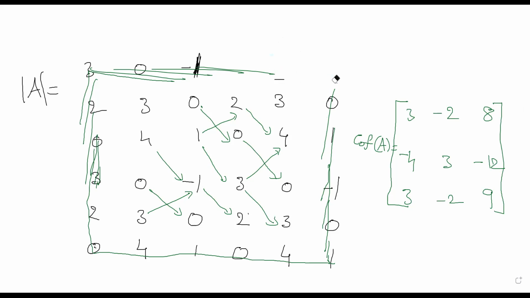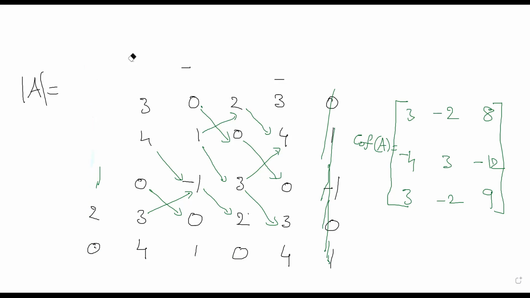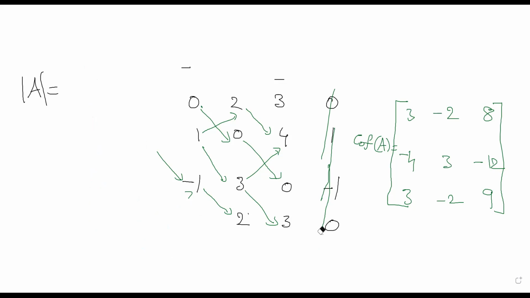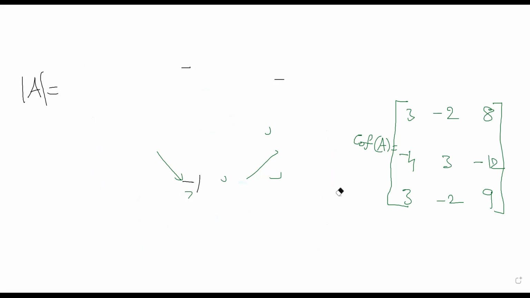Then you have to transpose it. Take the transpose of this matrix. 3, minus 4, 3. And then minus 2, 3, minus 2. And then 8, minus 12, 9. That's all we have to do. Because det A is 1 anyway, if you find the transpose, that's it. That's your A inverse. Since det A is 1, adjoint A is equal to A inverse.